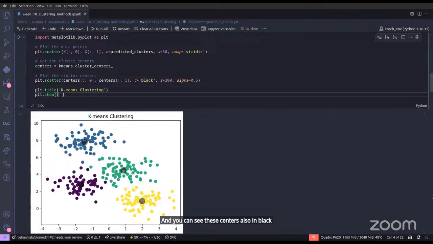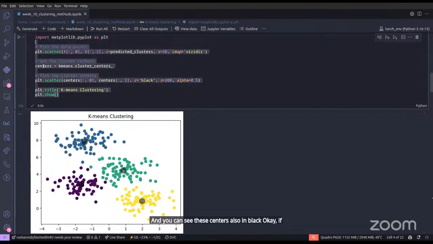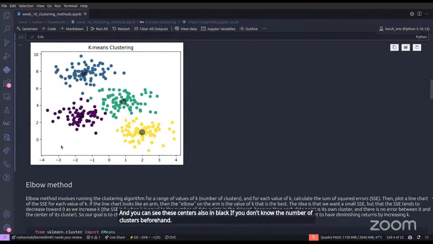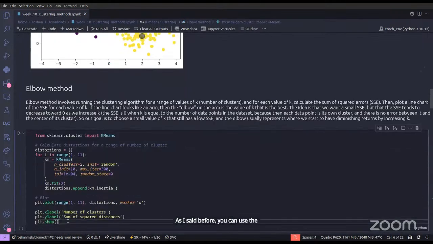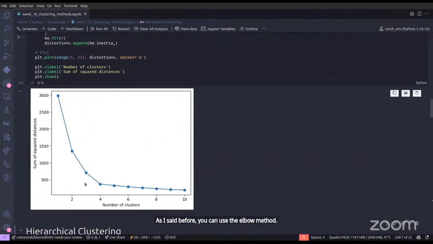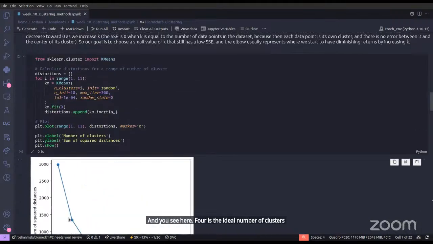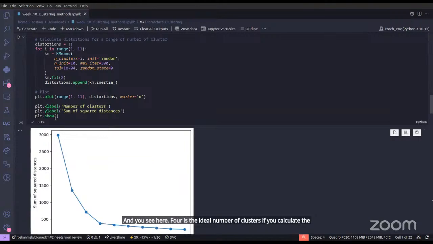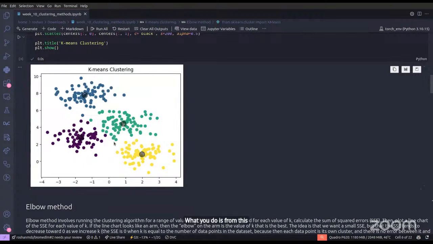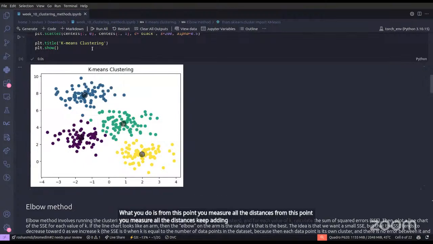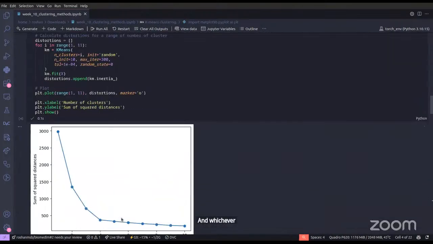If you don't know the number of clusters beforehand, as I said before, you can use the elbow method. And you see here, 4 is the ideal number of clusters if you calculate the sum of squared distances. From this point, you measure all the distances. From this point, you measure all the distances. Keep adding it together, and whichever has the lowest.